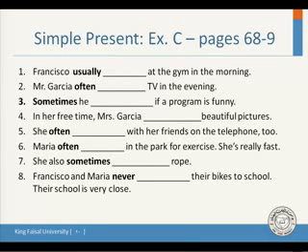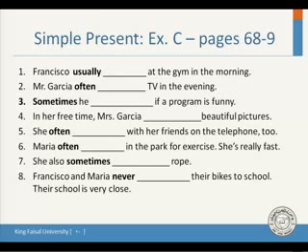Let's do an exercise. As you can see, we have 8 sentences, and the adverbs are usually in number 1, often in number 2, sometimes in number 3, and number 4, in her free time. In her free time. It's like an adverb of frequency. Number 5, often. 6, often. 7, sometimes. And 8, never.